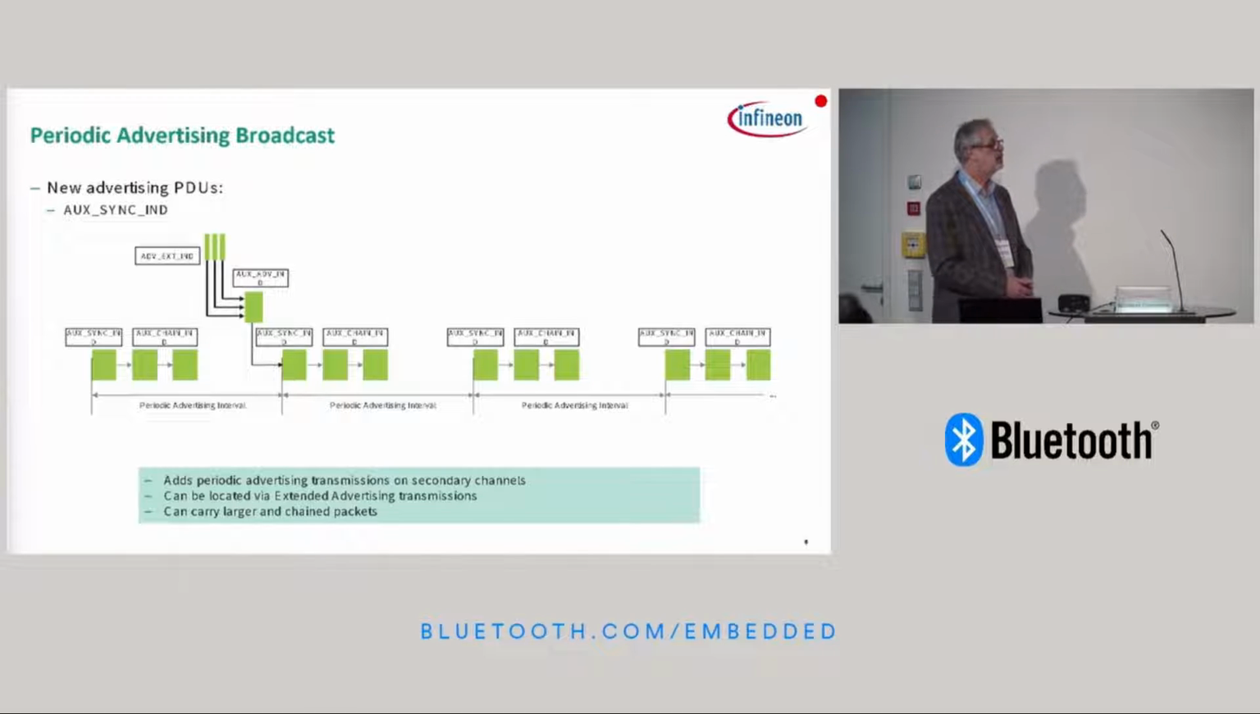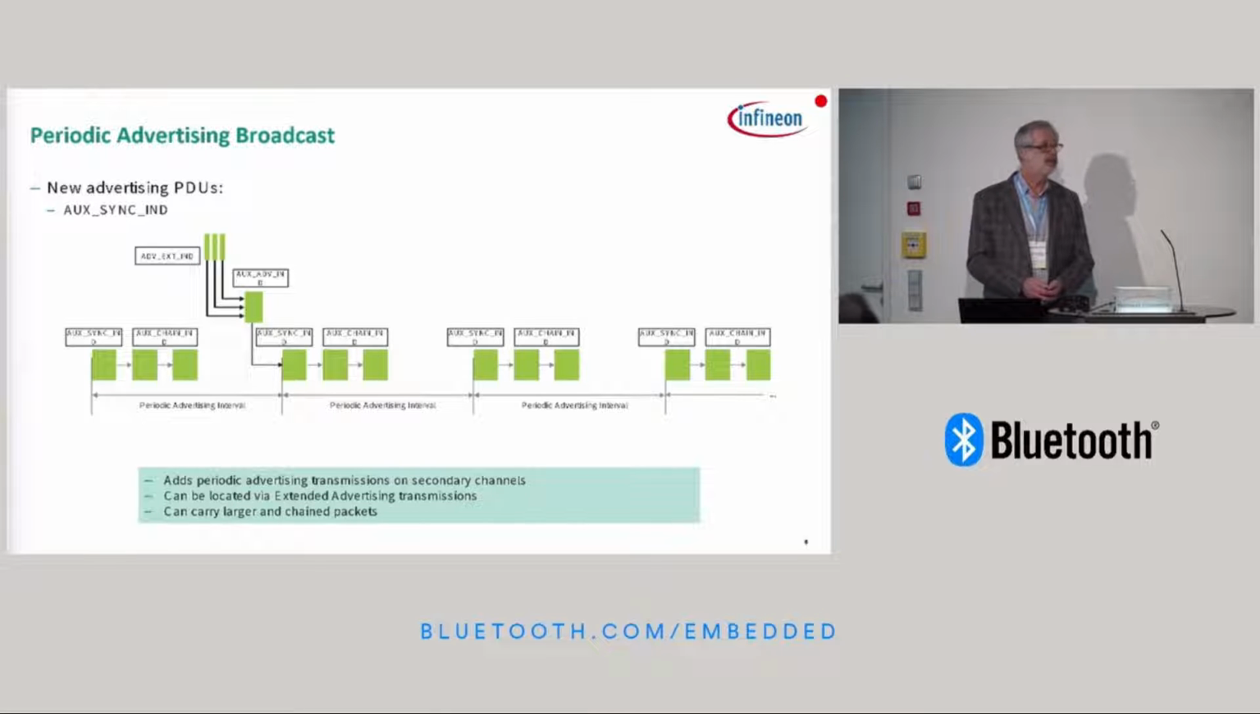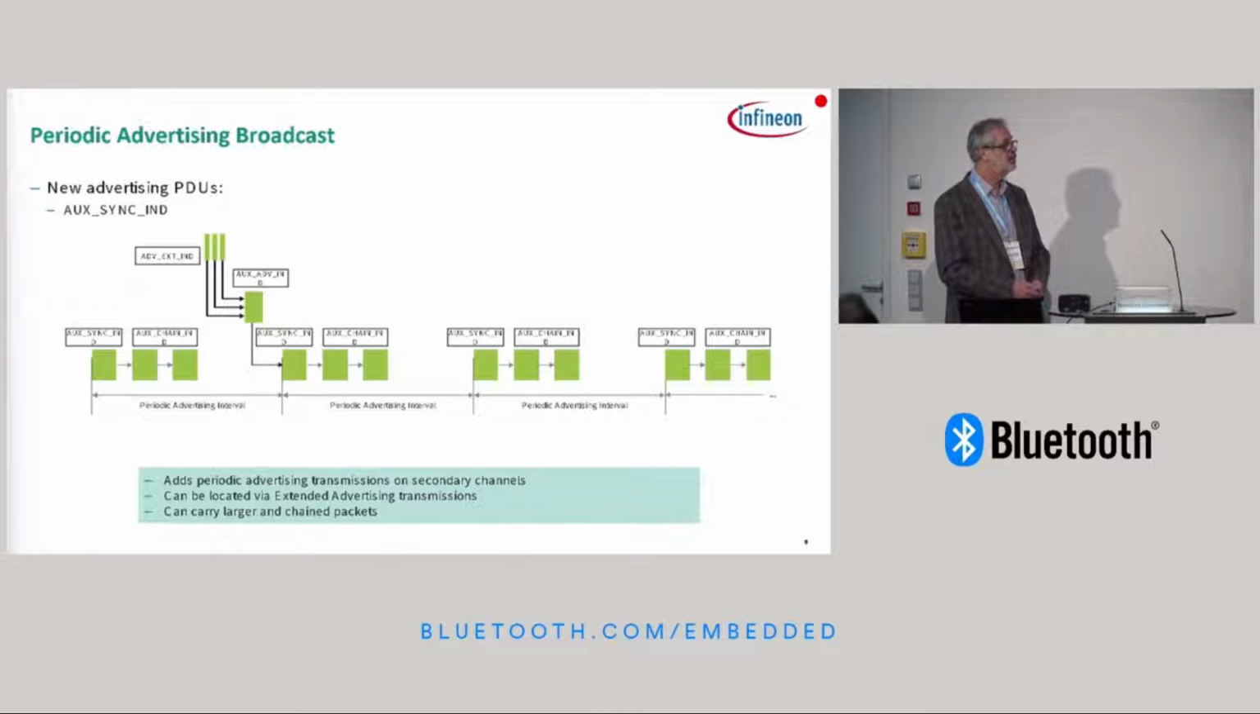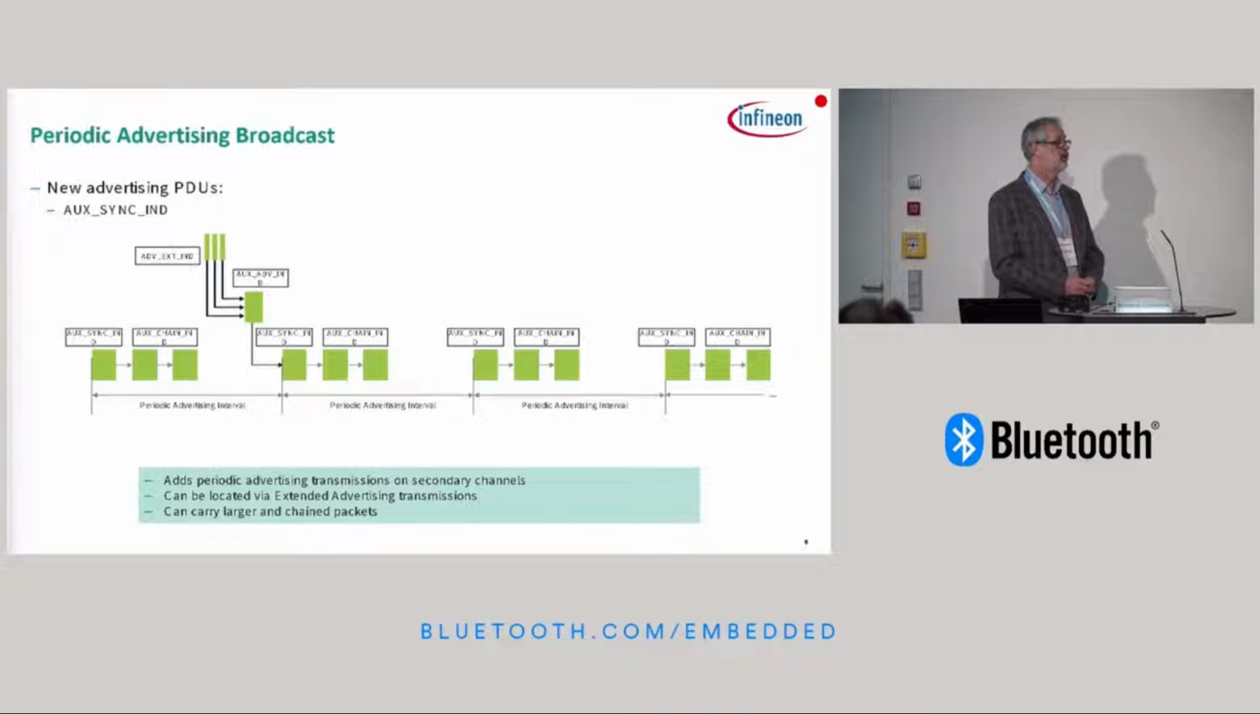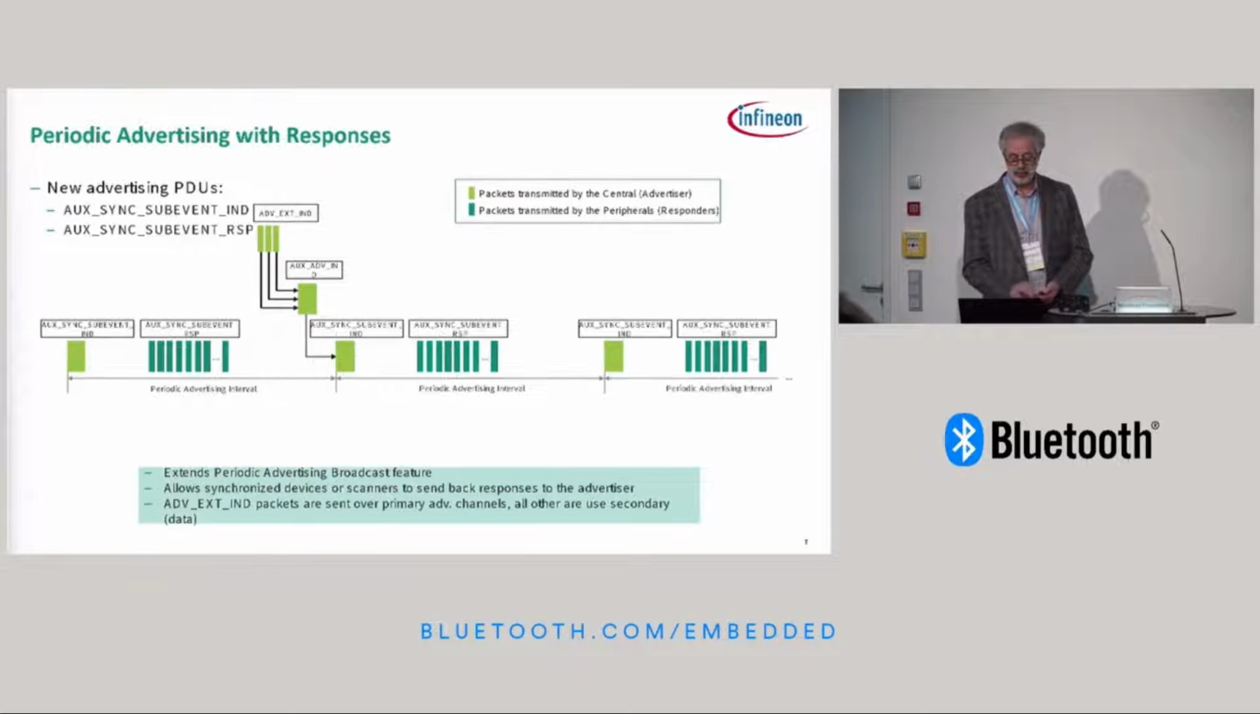So that was good, and people used that. The only problem with that is that the advertiser had no idea if the peripherals or scanners received this information, and there were no acknowledgments. Not to mention the situation when the scanners also want to send data. And for that, in Bluetooth 5.4, they introduced periodic advertising with responses.